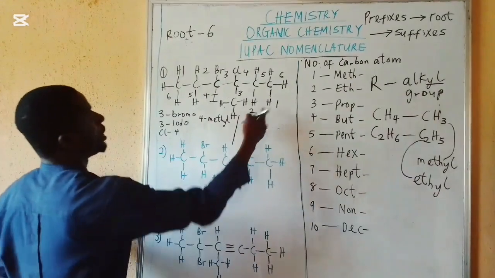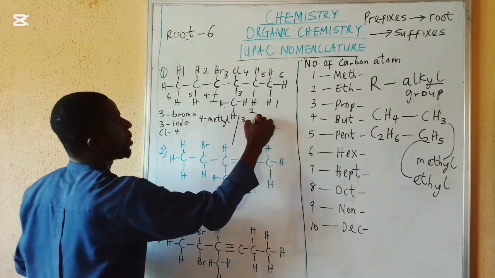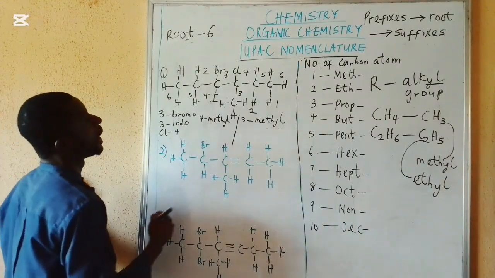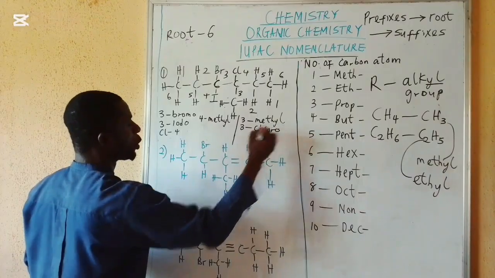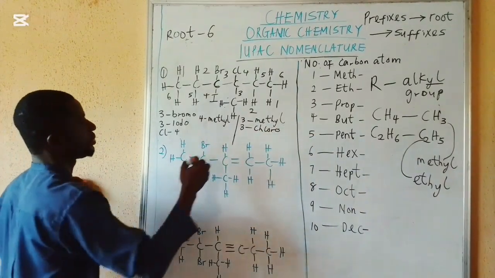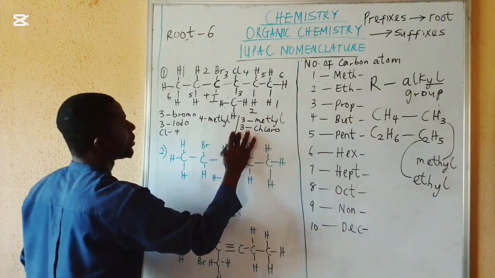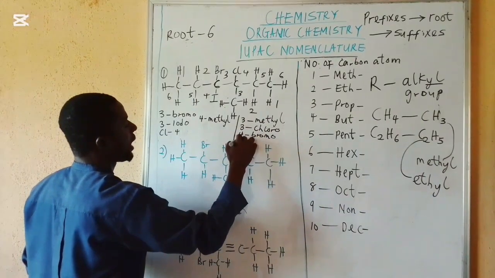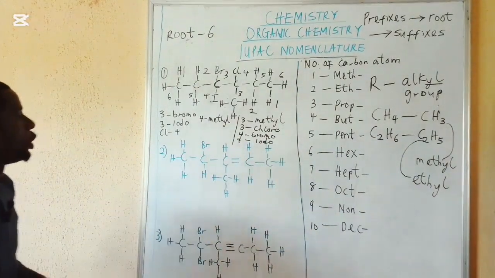Now let's come to this other one. If you number this way, our methyl will be on carbon 3. Our chlorine will also be on carbon 3, and that will be called chloro, because it's a substituent. And our bromine will be on carbon 4, bromo. And our iodine will also be on carbon 4, that will be called iodo. So this is what you have.